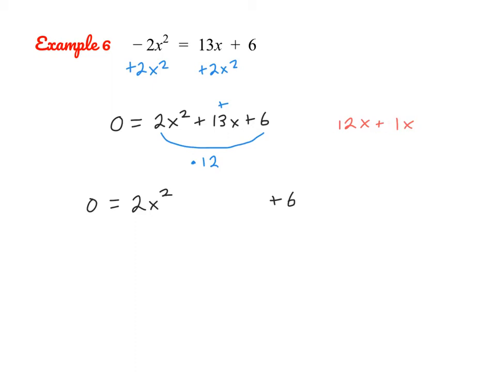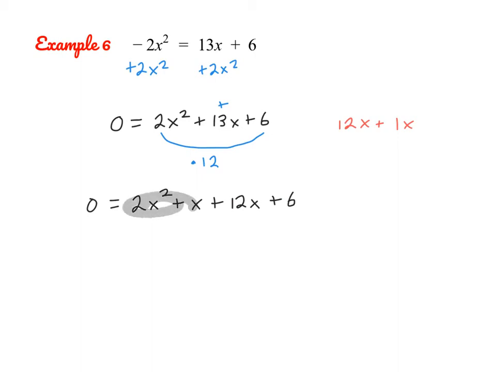Now we need to decide which term to put first. If I look at 1x and 6, they don't have anything that they're both divisible by, but 1x and 2x squared, at least they're both divisible by x, so they do share that. So I'm going to put the 1x first and then the 12x second, because 12x and 6 are both divisible by 6. So then we can group.